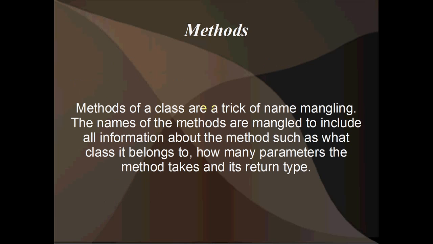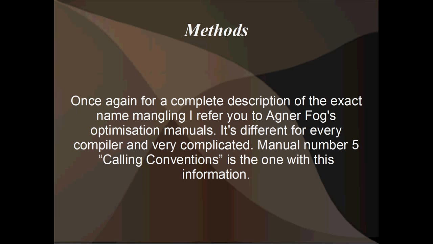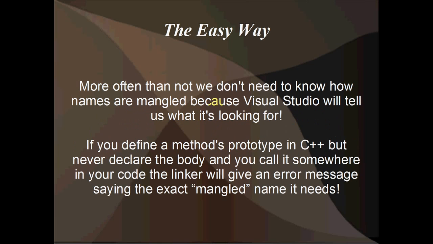Good stuff. Okay, so the methods of a class are actually a trick of name mangling. The names of the methods are mangled to include information about what the class is, how many parameters or what the parameters are that are being passed to the method, and also the return type of the method. And once again, for a complete description of name mangling, you'll have to have a look at Agner Fog's optimization manuals. Number 5 actually has the information in it, but we're going to use a little trick. Name mangling is very complicated, and we don't need to know it. So have a look there if you're interested. But I'm going to show you a trick so we can get around it the easy way.